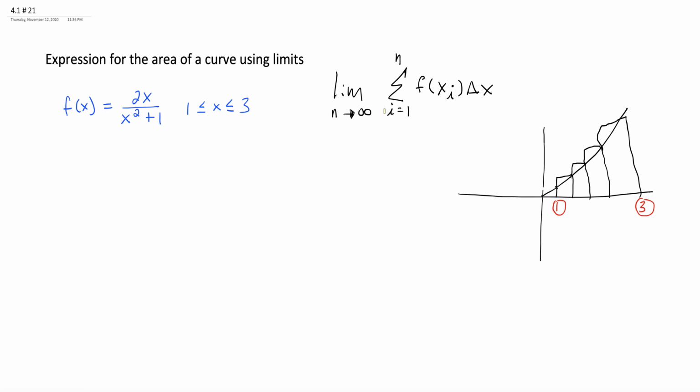So if you're taking the limit as n goes to infinity, that means you're doing this infinitely many times. Also, that means you're going to do your summation infinitely many times.